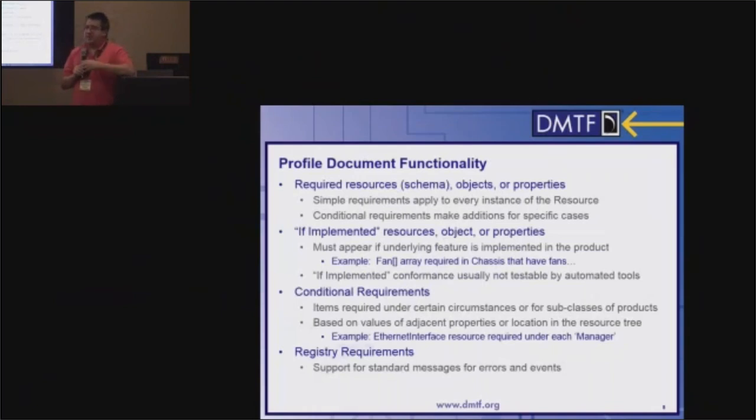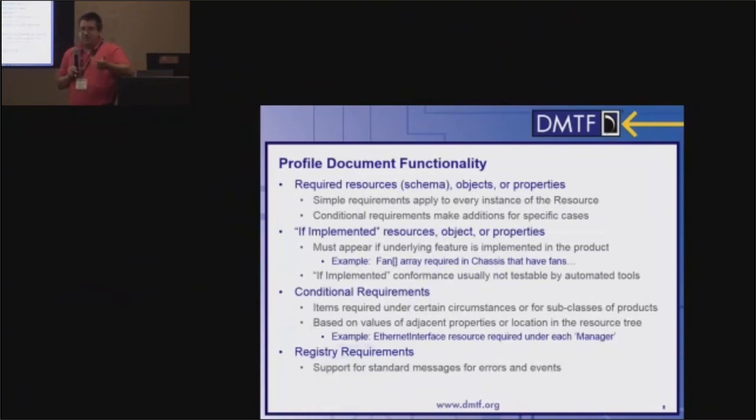But basically, we're trying to keep the profile document and functionality simple, not overly complex, but we did make it so that if we need to add more functionality, we certainly can over time. It's just a JSON document. So you can do simple things like require everything in a schema to be present. You can require certain pieces, and you can mark them.